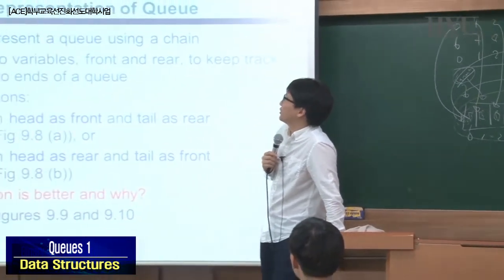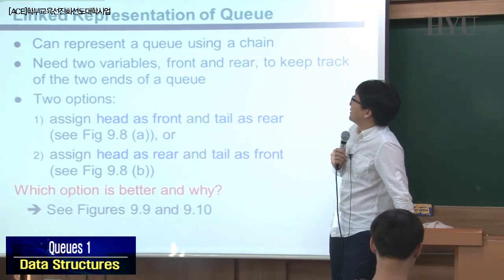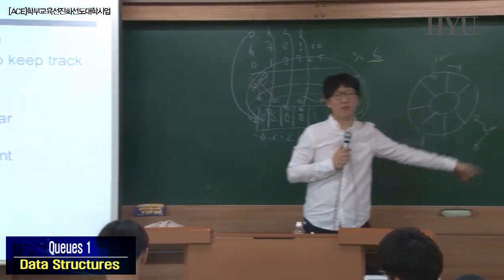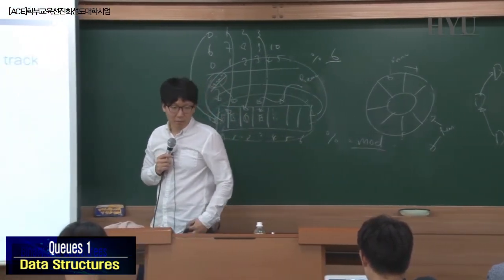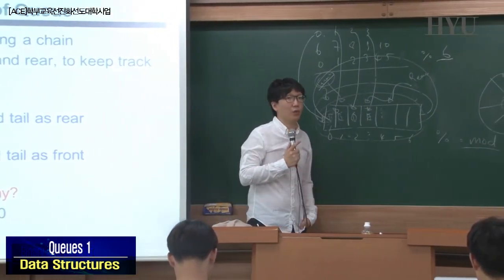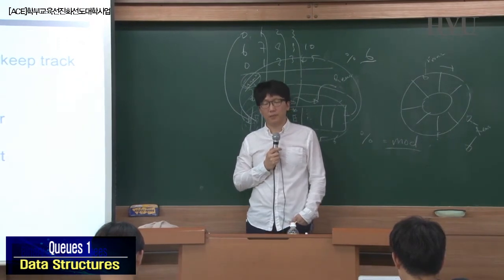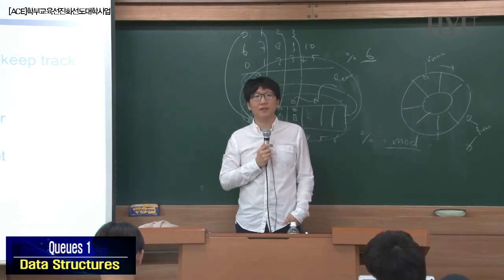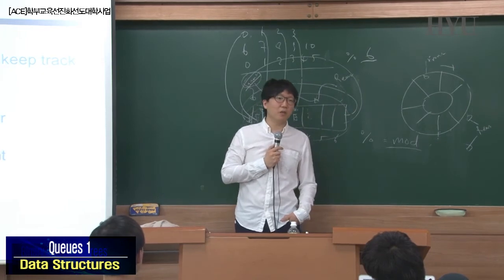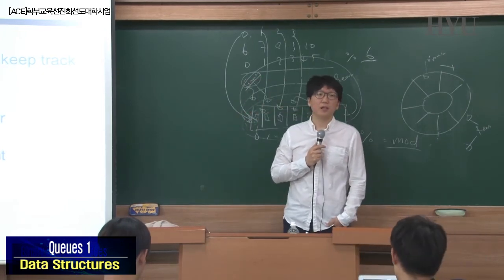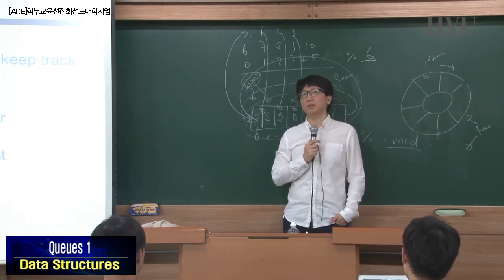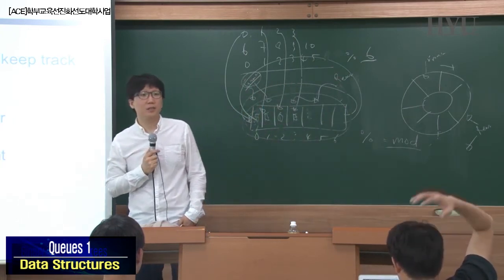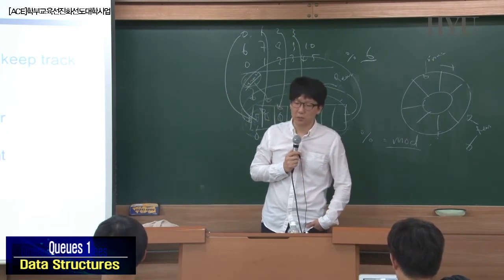Linked list representation of the queue. It's simpler, a simple translation, so it'll be easier. We can represent the queue using a chain. We looked at using a chain for stacks, right? When we used a chain for the stack, one of the issues was which end should be the bottom or top. Based on the choice, we can achieve a better time complexity. Whether we put the top on the left or right, one is order n, the other is constant for the stack. Similar things apply to the queue as well.